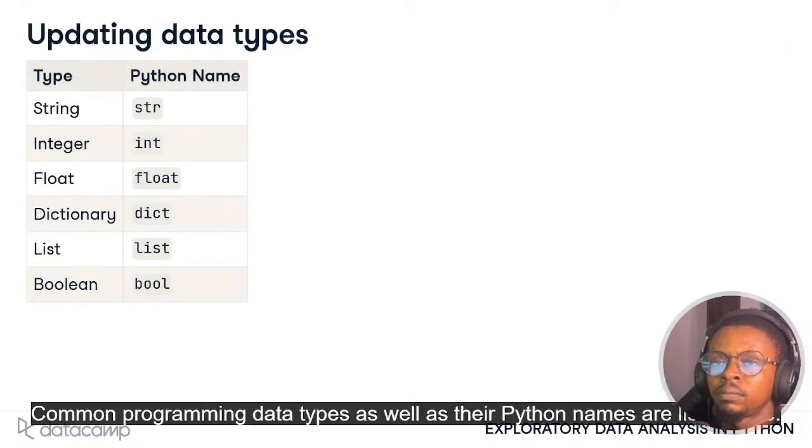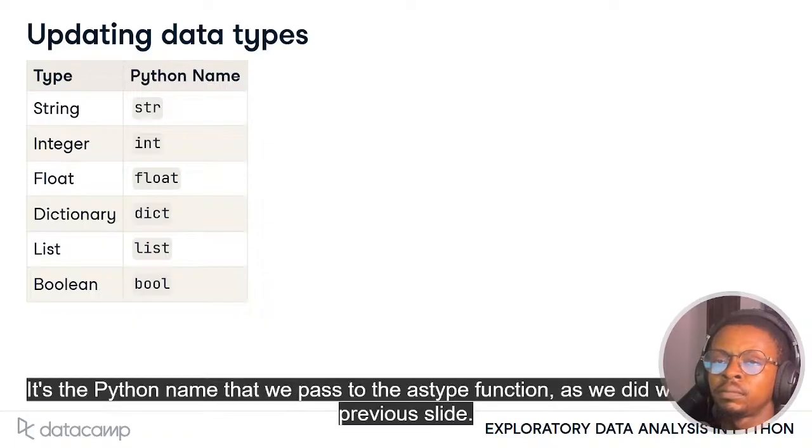Common programming data types, as well as their Python names, are listed here. It's the Python name that we pass to the asType function, as we did with int on the previous slide.